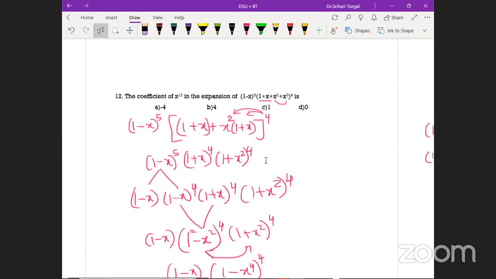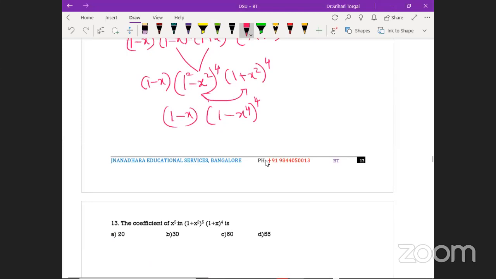So because of this power 4, how to expand that? It is very easy. 1, x power 4, x power 8, x power 12, x power 16, because 4 fours are 16. You have to stop here. Then 1, 4, 6, 4, 1. Plus, minus, plus, minus, plus. This is how you have to expand.